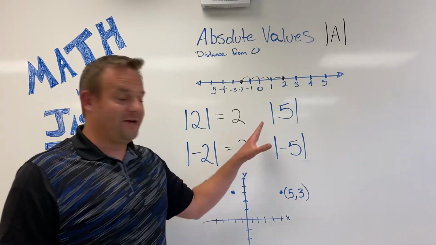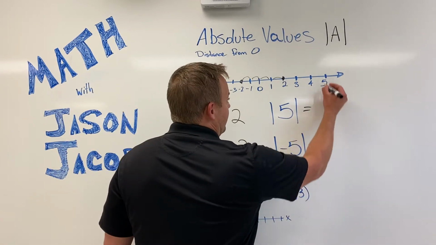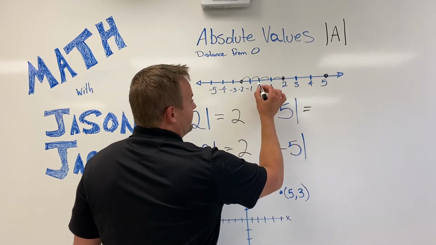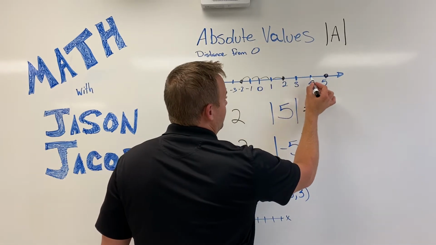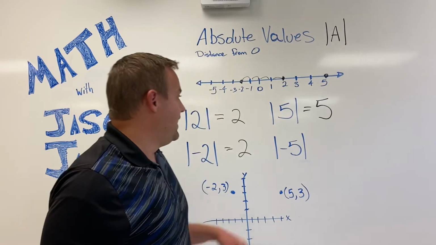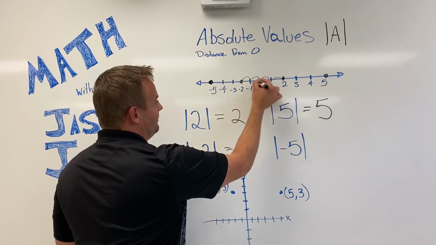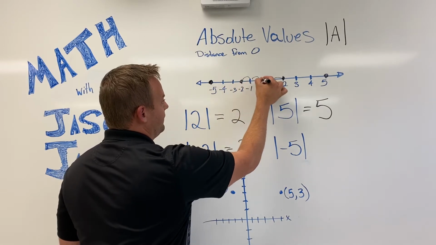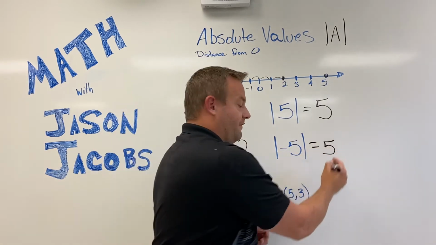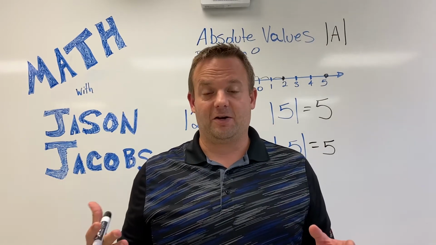Okay? Let's make sure this is working out for 5. Absolute value of 5. Now, 5 is how far away from 0? 1, 2, 3, 4, 5. It's 5 away. So the absolute value of 5 is 5. What's the absolute value of negative 5? Negative 5 is how far away from 0? 1, 2, 3, 4, 5. So it's also 5. So absolute value is always positive. It's always positive.